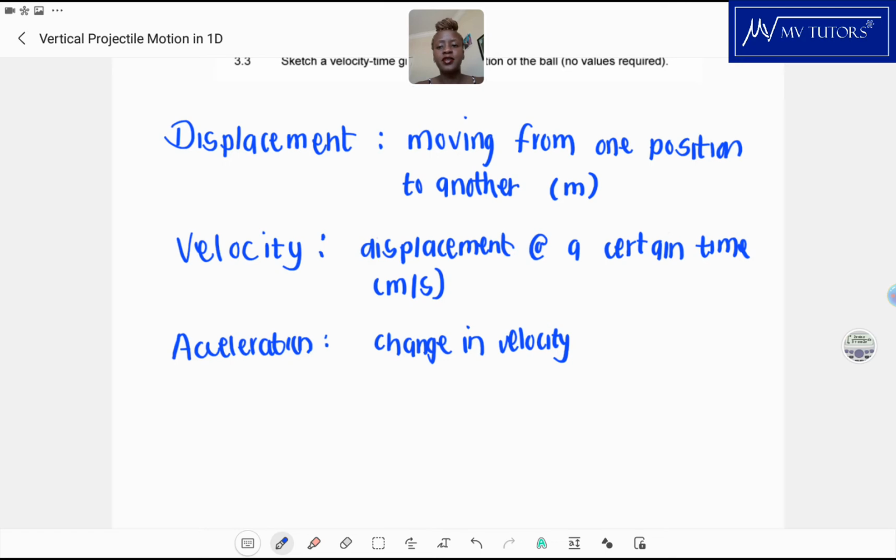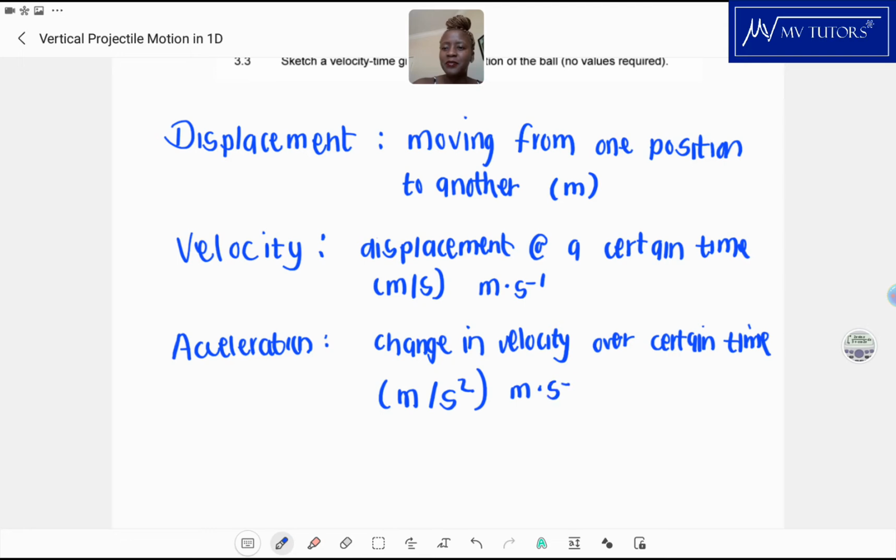So acceleration is the change in velocity over a certain time. And again, the unit will be meters per second squared.